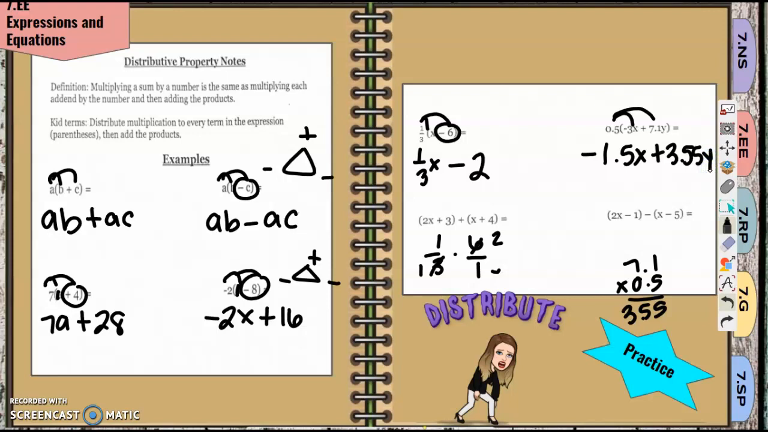Negative 1.5x plus 3.55y. And that is how you use the distributive property.